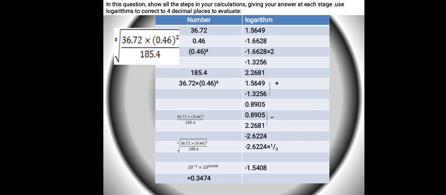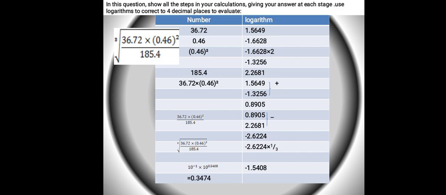In this question, show all the steps in your calculations, giving your answer at each stage. Use logarithms to correct to 4 decimal places to evaluate the cube root of 36.72 multiplied by the square of 0.46 all over 185.4.